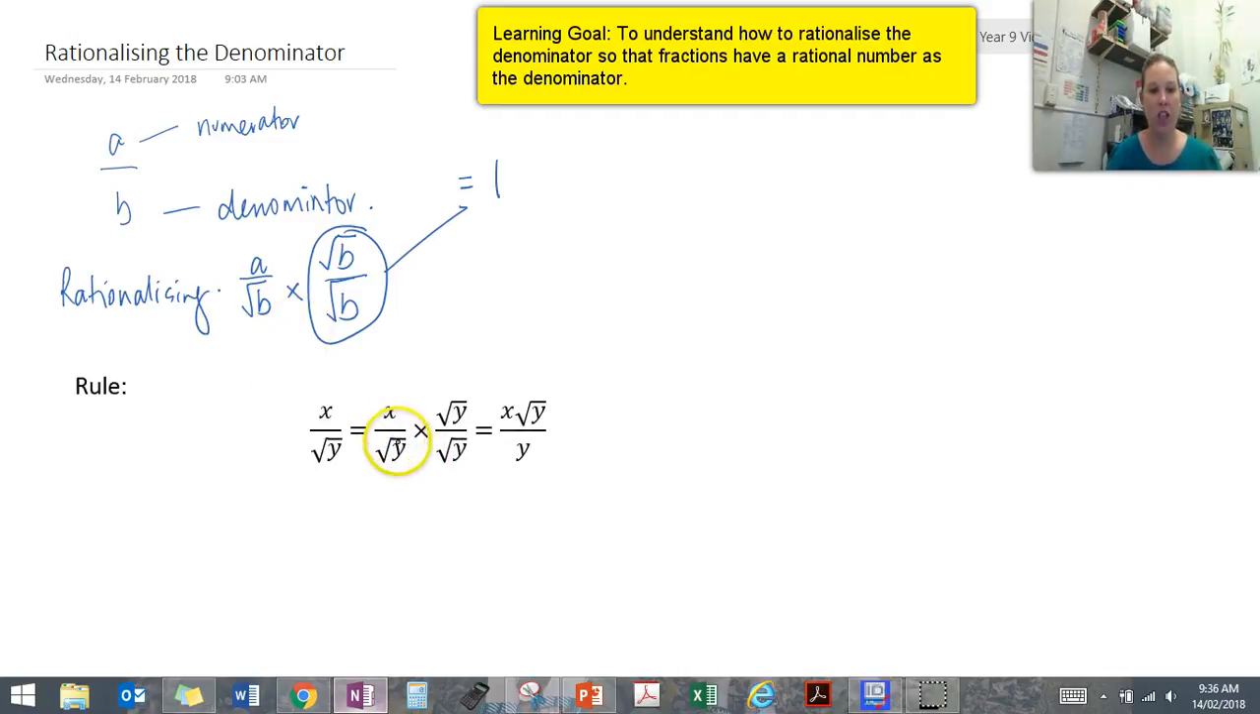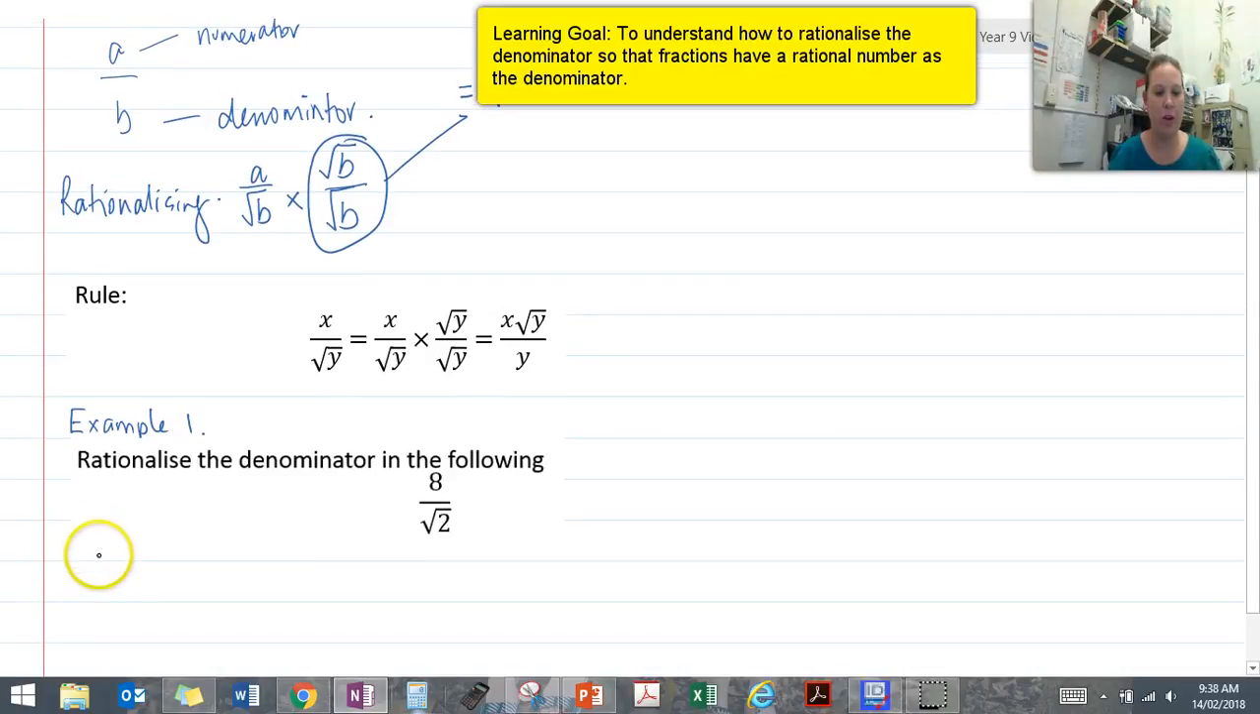Okay, so let's have a look at the rule for doing this. The rule for rationalising the denominator is multiplying our fraction by the surd that is the denominator as a numerator and denominator, or the value of 1. So the square root of y over the square root of y for this example, which would then give us x times the square root of y divided by y, because remember, when you multiply any of the same surds together, we get the value that is beneath the surd. Alright, let's have a look at an example.